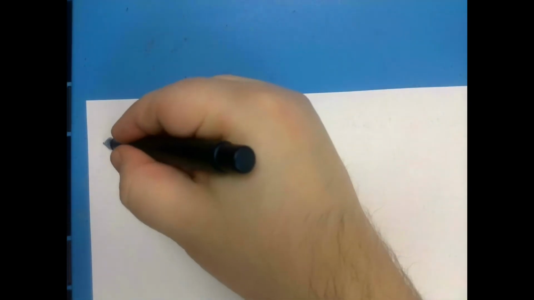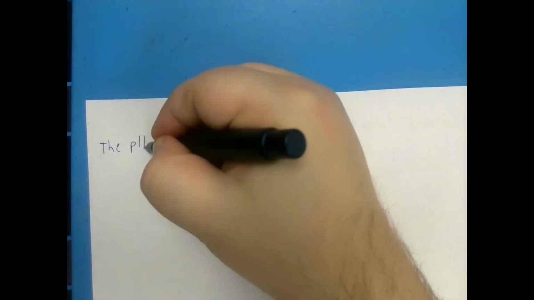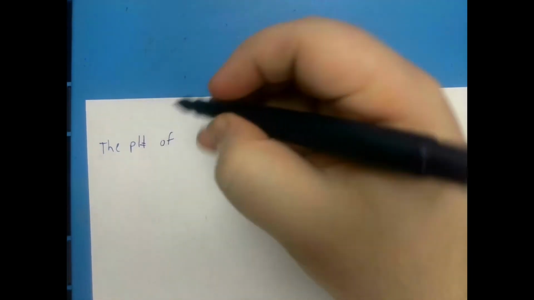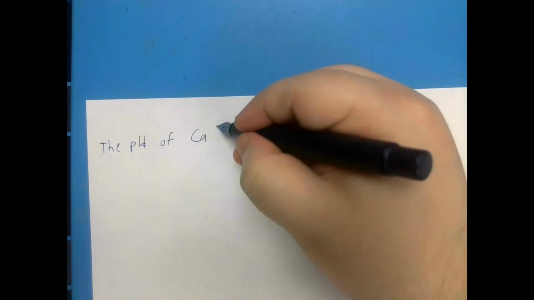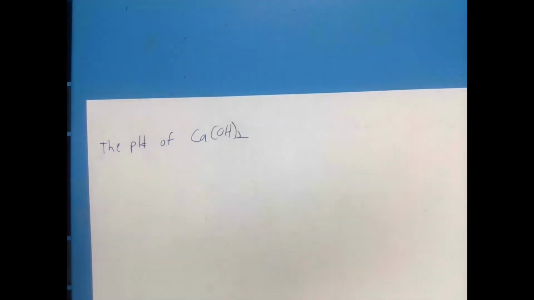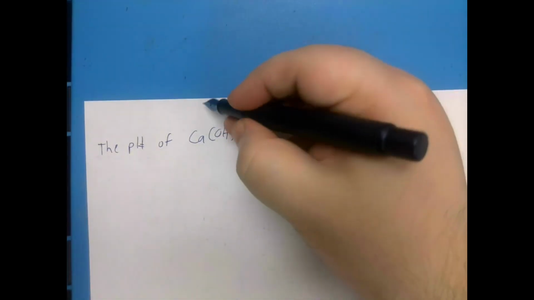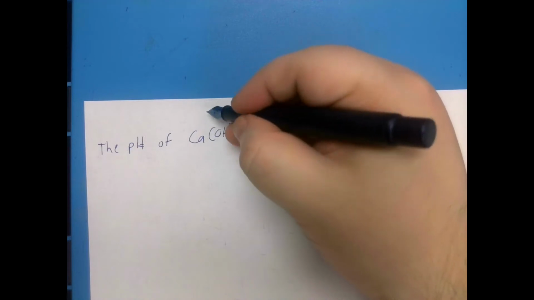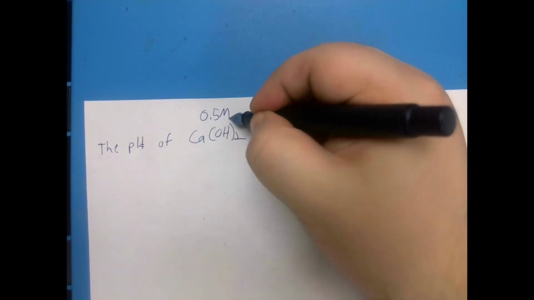Let me quickly rush through several more examples. Let's do the pH of calcium hydroxide. And let's make it a half molar concentration.